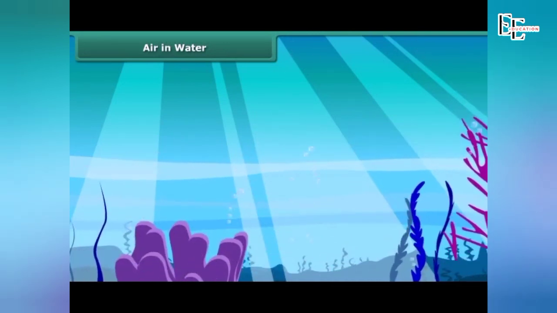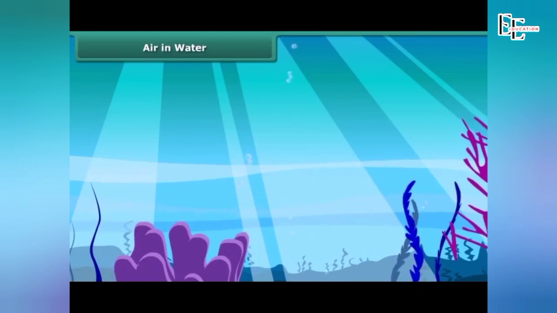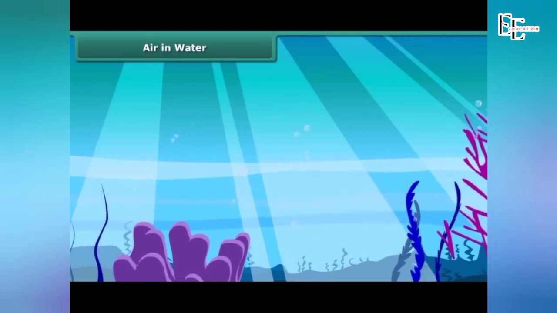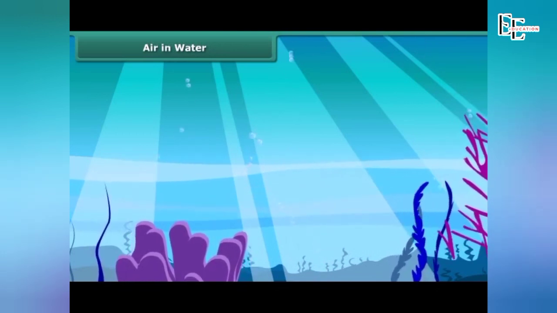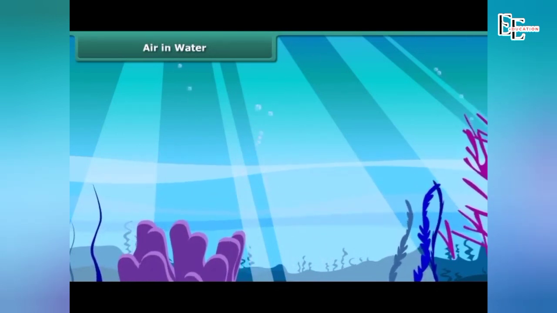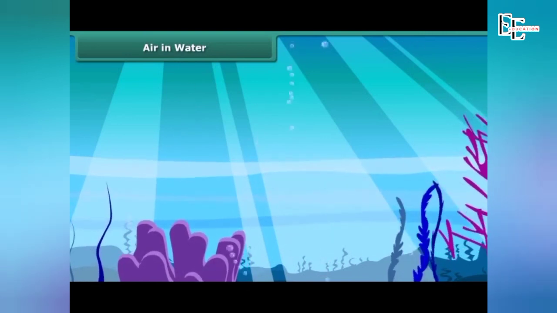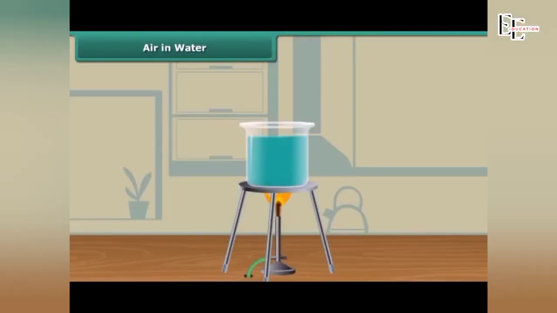Similarly, how do the aquatic plants get carbon dioxide and oxygen in water? You'll be surprised to know that they breathe air only. Don't believe? Come, let us do an activity. Take some water in a beaker. Heat it to boil.